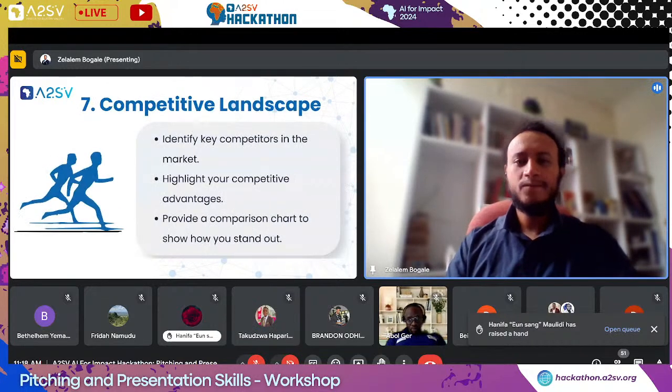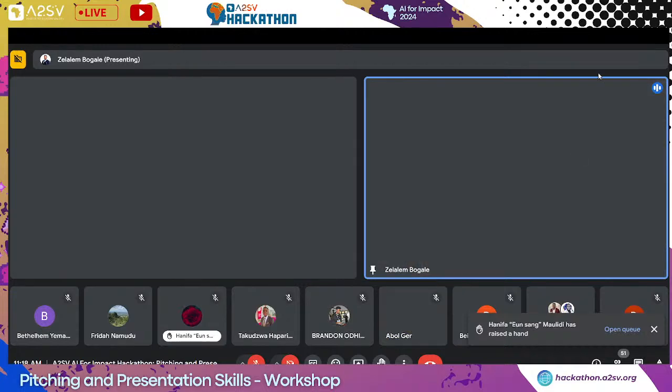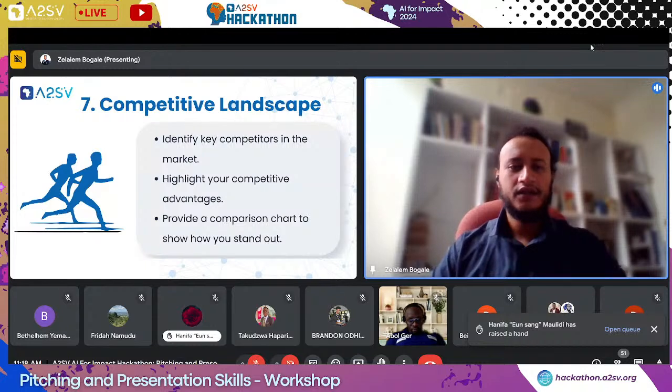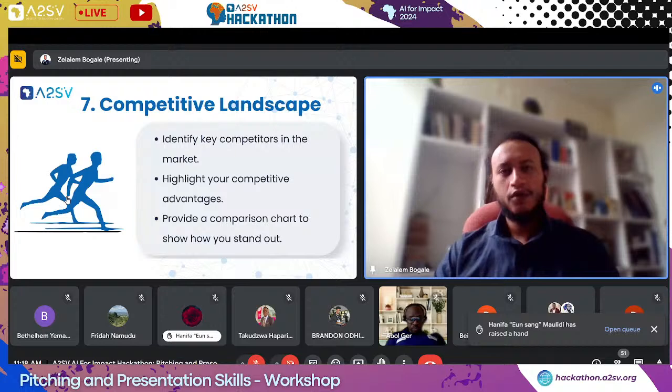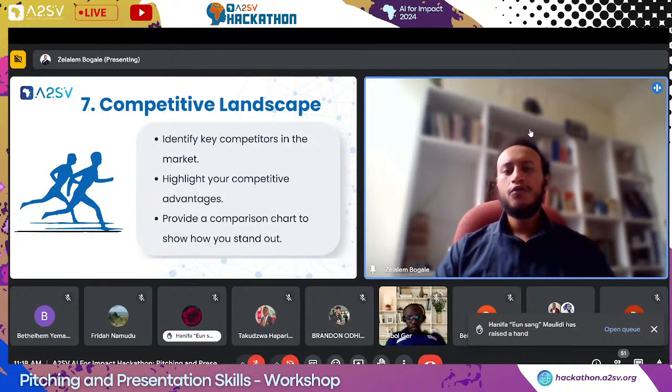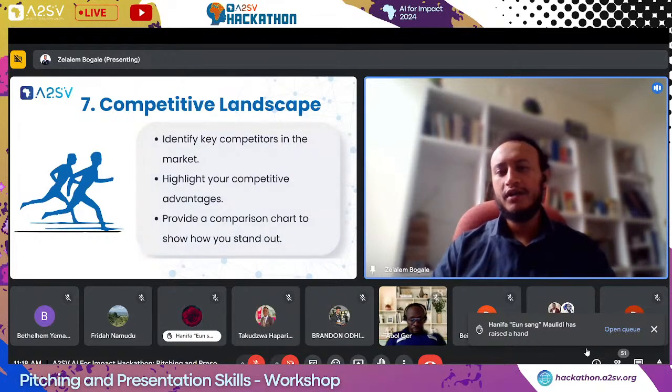All right. So moving on, we'll go to our competitive landscape. So in many cases, almost in all cases, it won't be only you that have thought of a solution for that specific problem. You'll likely have many competitors, or there will already be different alternatives in the market. So in this slide, you should identify the key competitors in the market. After you've identified them, you should highlight your competitive advantage.